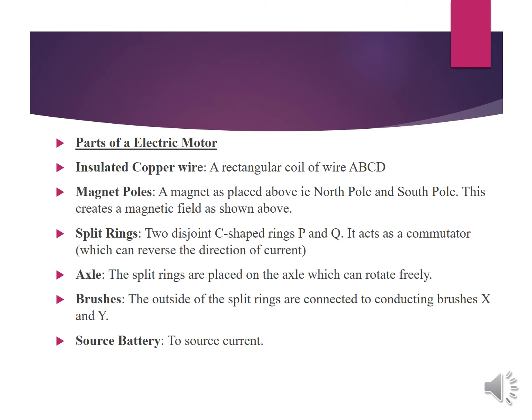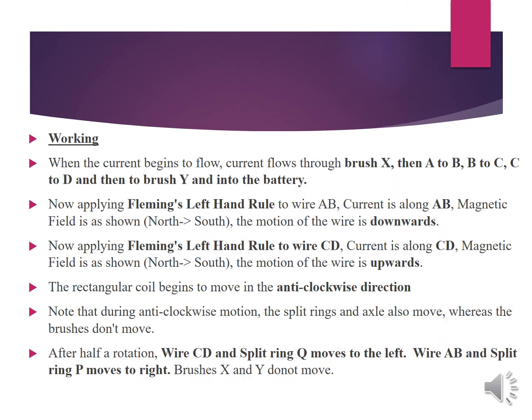Axle: the split rings are placed on the axle, which can rotate freely. And brushes: the outside of the split rings are connected to conducting brushes X and Y. And we have a source battery to supply the current.